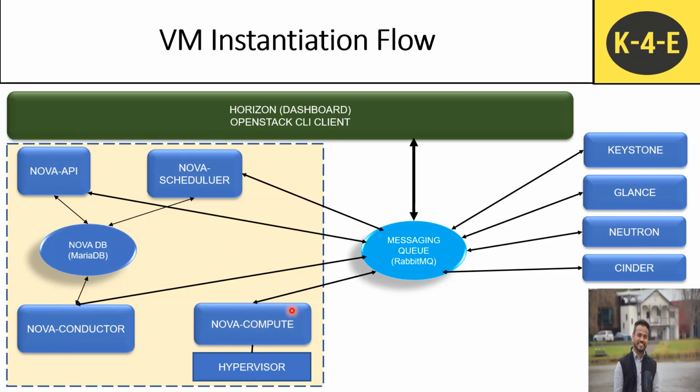So Nova compute, now it will talk to your Glance. Now it needs to talk to Glance. Then how can it talk to Glance? See, talking to Glance can happen through the messaging queue.